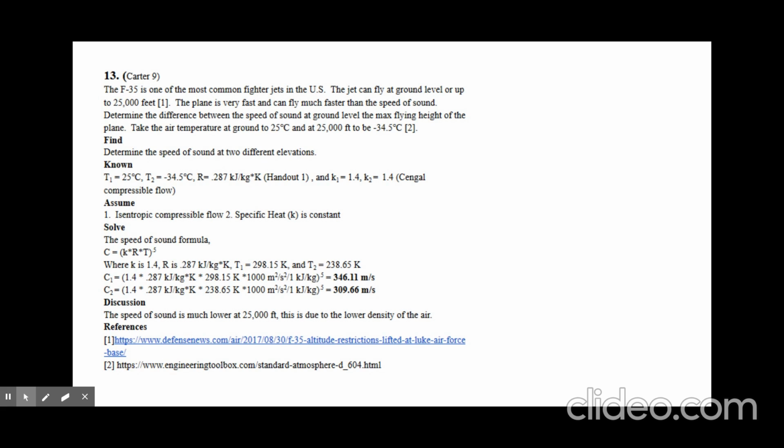We input the values given above, and we see that the speed of sound at the higher elevation is much slower than the speed of sound at the lower elevation. This is due to the height: the density of air is much lower at the higher elevation, meaning the speed of sound is much lower.